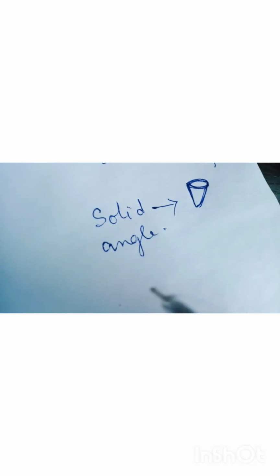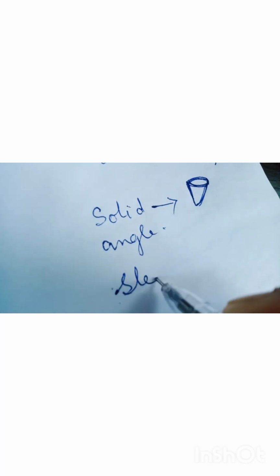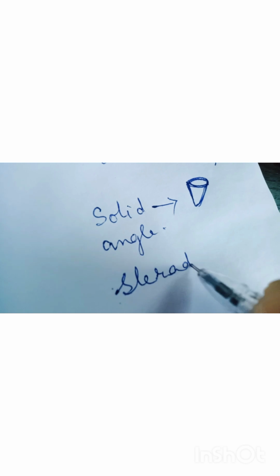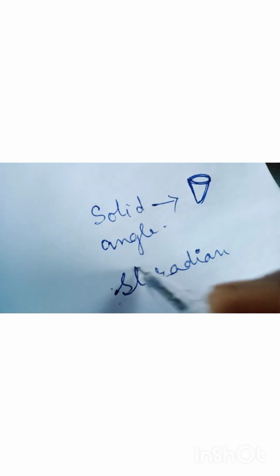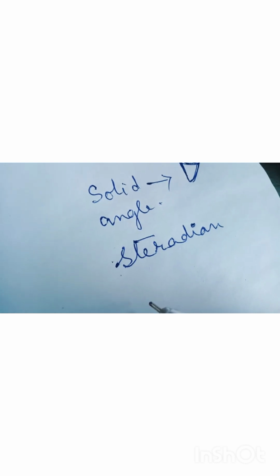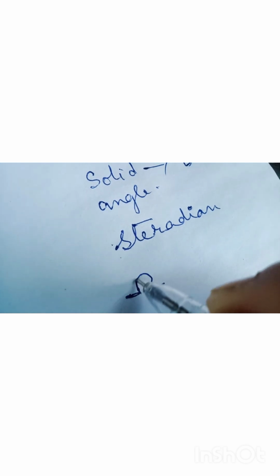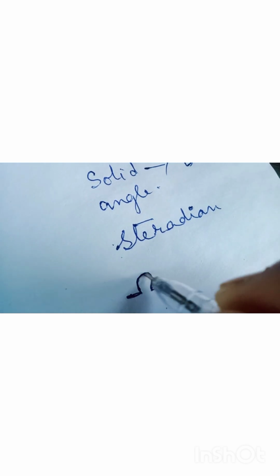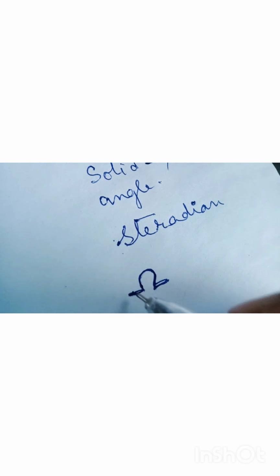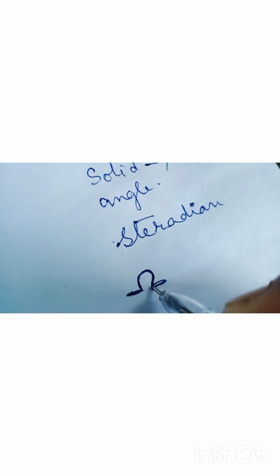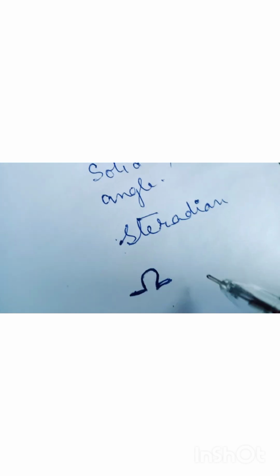So the unit of solid angle is steradian. And the angle is written as omega. In plane angle we represent the angle by theta. Here the solid angle is represented by omega.